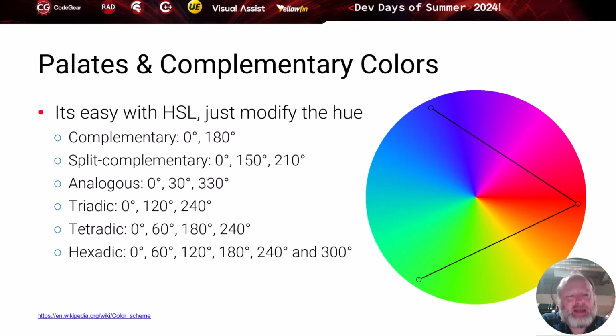If you want to generate palettes, like a split complementary color palette or whatever, there they are. So 0 degrees is the starting color, and then the other ones are the other colors you're generating based off that starting color. And there's more you can go into if you go down to the Wikipedia page, color scheme. You can read all about some of the other ways to do that too.